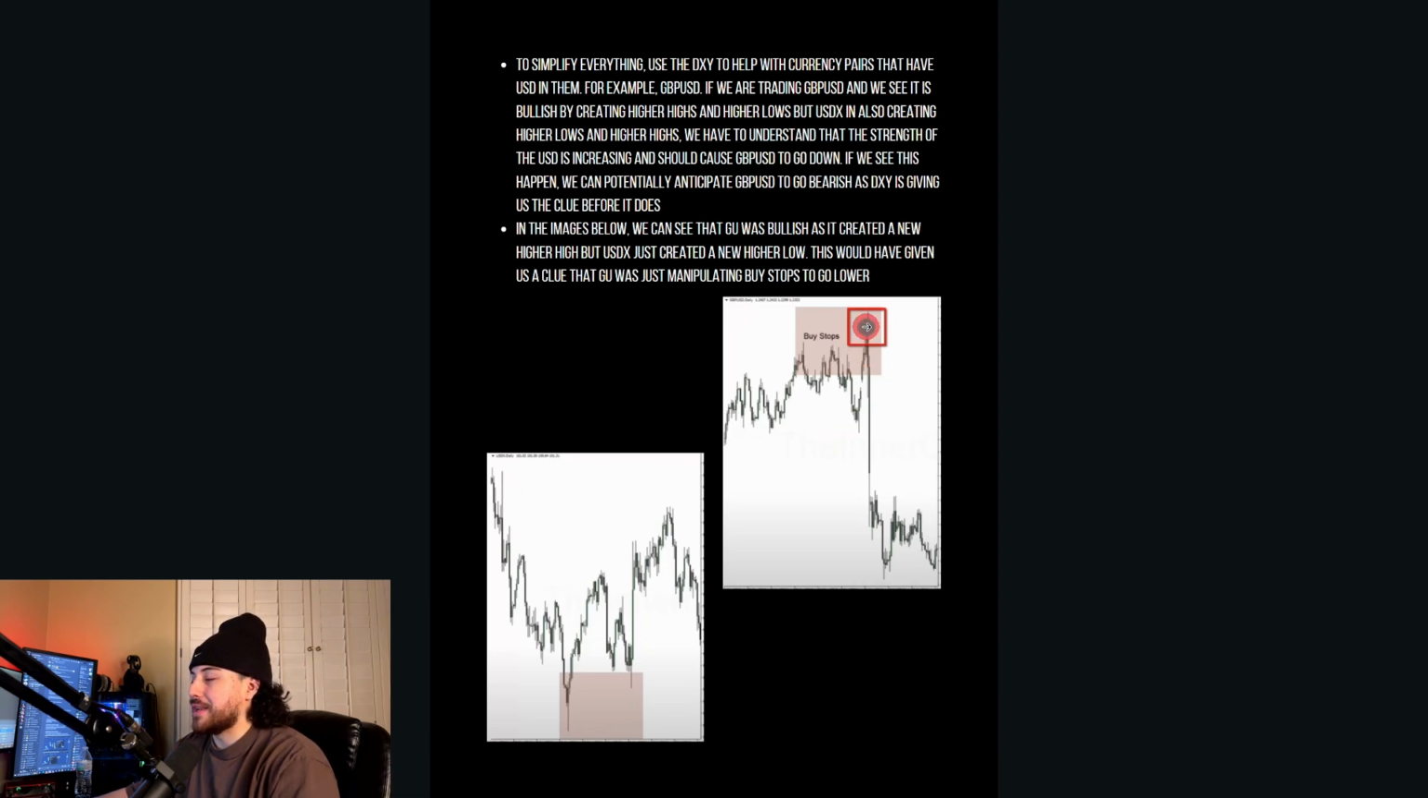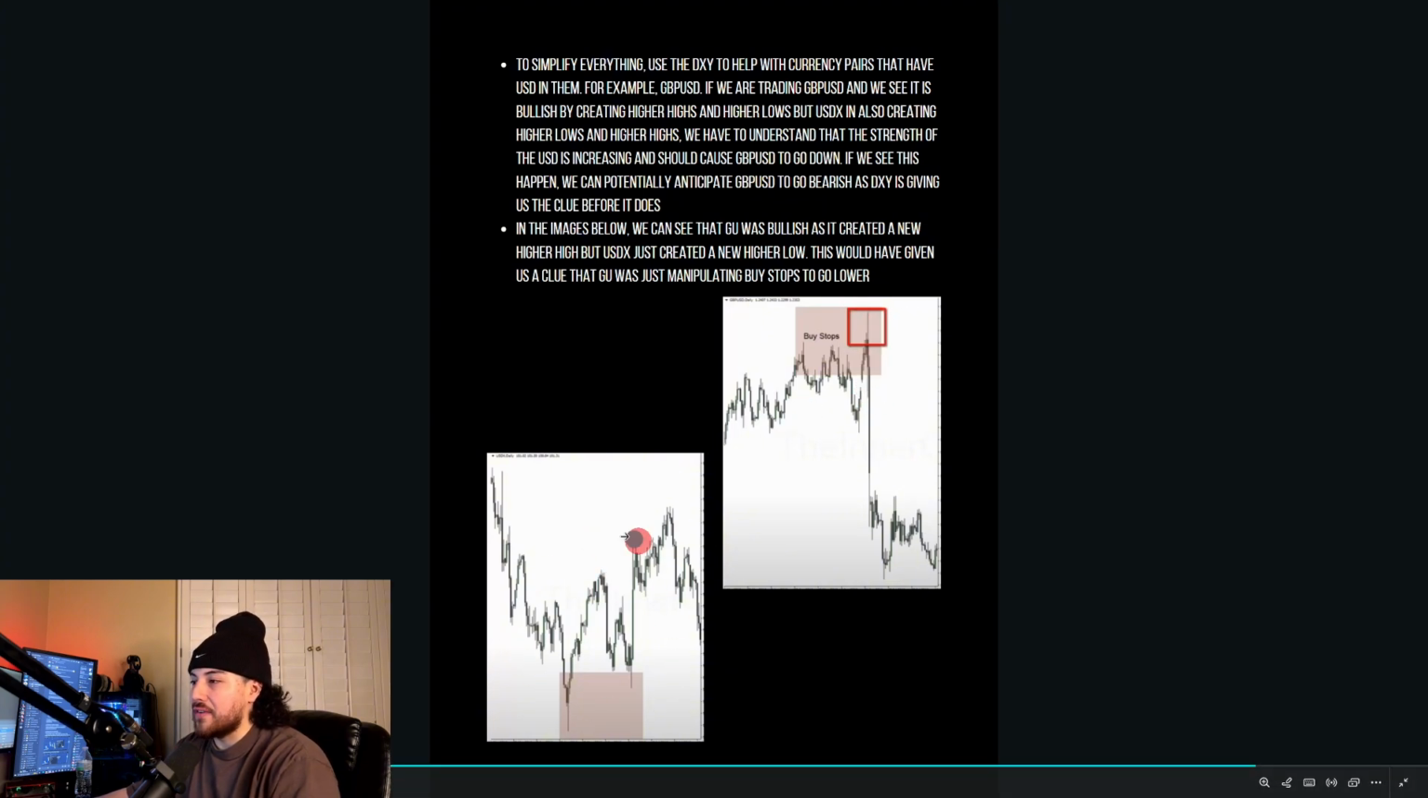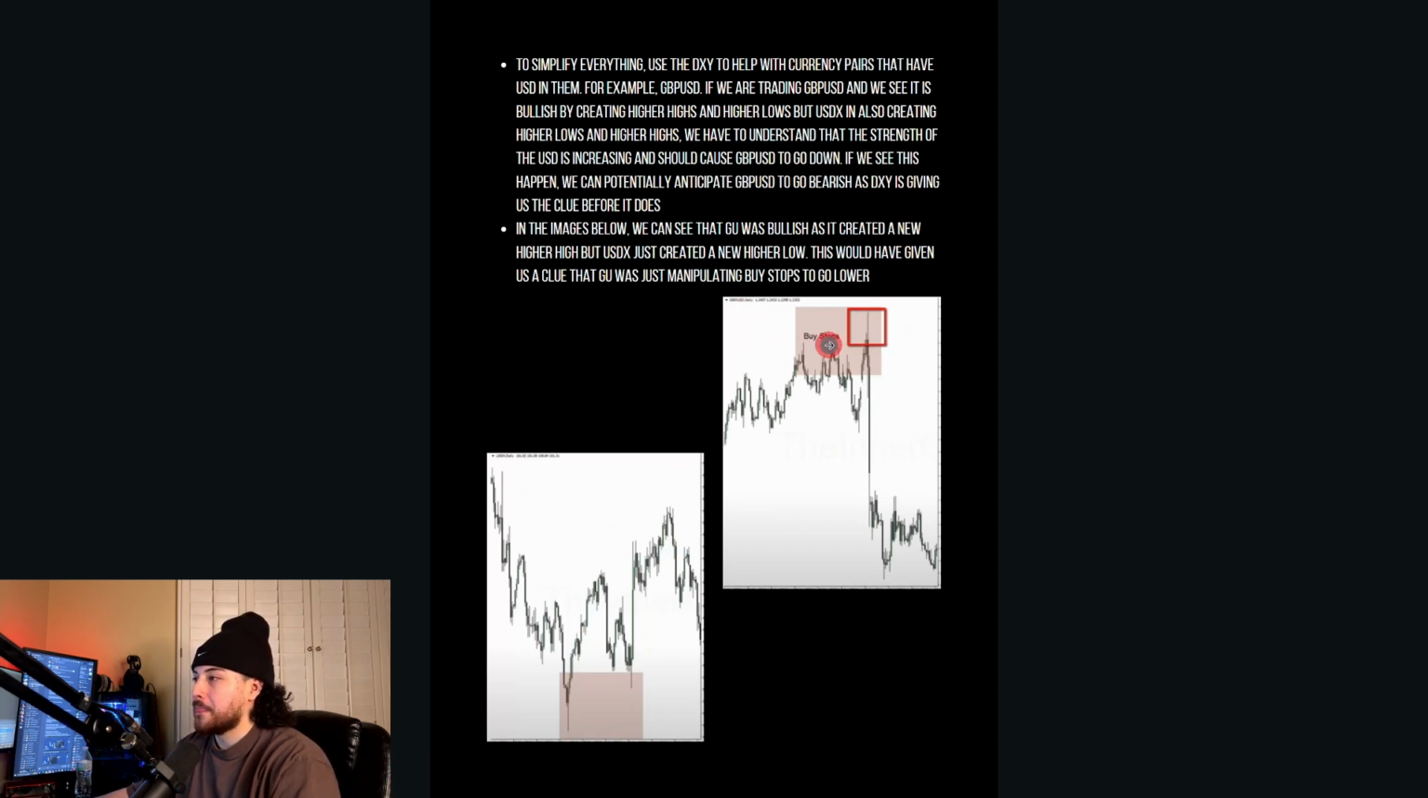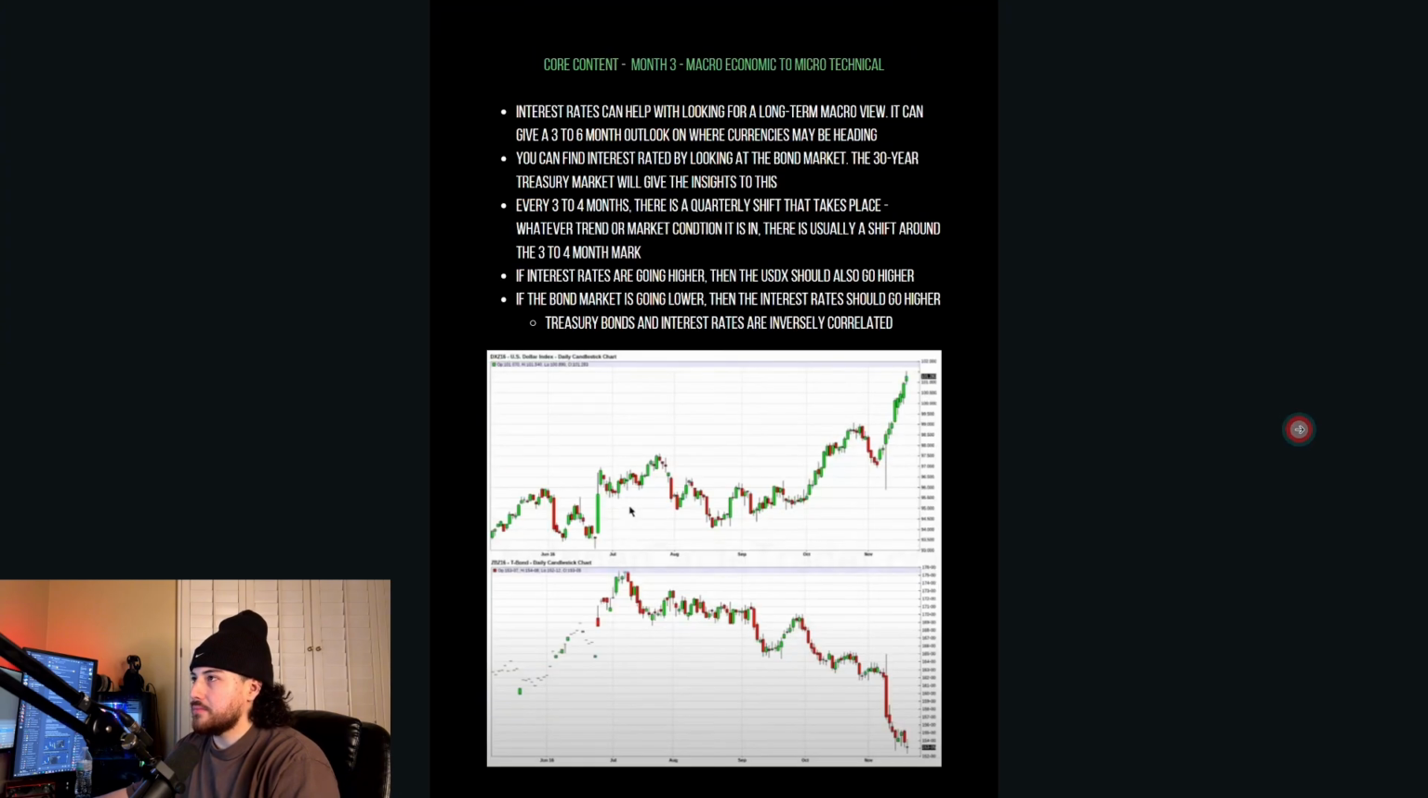So even when price made a higher high and based off structure, it looked like price was going to continue to push on higher, DXY already gave us a clue that most likely GU was just manipulating the buy stops above these highs to then push on lower.